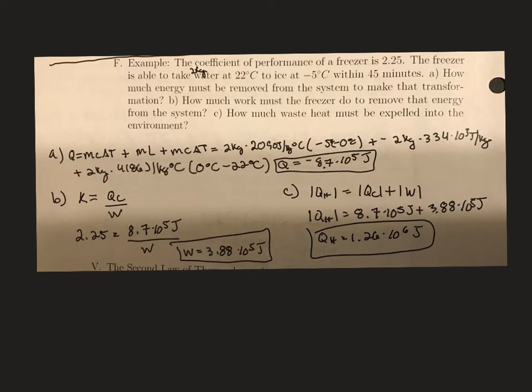And then we want to know how much energy must be expelled through heat to the environment. And that's going to be the sum of what was removed from the water to turn it into ice, and the work that had to be performed on the coolant in order to get it to the appropriate temperature to remove that energy. So I've added together the two energy values I found and got a total of 1.26 times 10^6 joules.